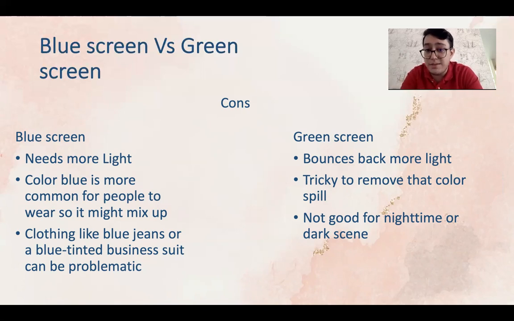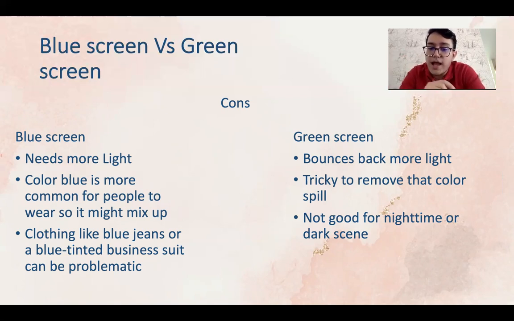So green screens, cons, bad things. It bounces back more light. So sometimes you will have problems with the light, which might get tricky to remove that color spill. What's color spill? Color spill is when you edit the picture or the video, and you want to separate the background that is green, right? And then because the light bounced back, there might be some green color on me, or when you're editing, you will see some green color. So that might not be that nice.